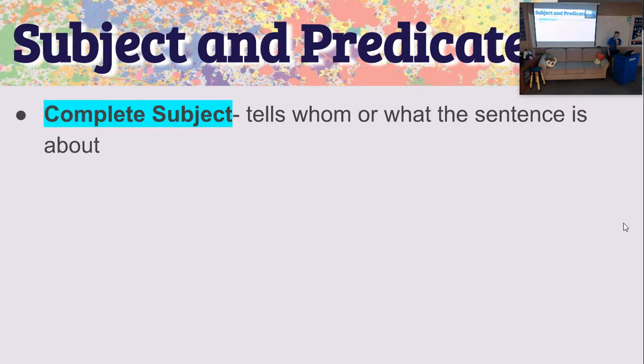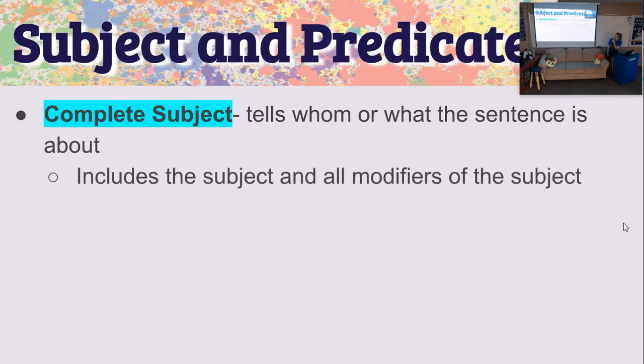So just as a review, a complete subject tells who or what the sentence is about. That should be who or what, not whom or what. What the heck? Alright, I made this like 4 years ago. Haven't changed it since. Okay, so it tells who or what the sentence is about, and then the complete subject will include the subject and all modifiers of the subject. So if there are any adjectives modifying the subject of the sentence, the complete subject includes all of that. But when we're just looking for the single word subject, that's just who or what the sentence is about.